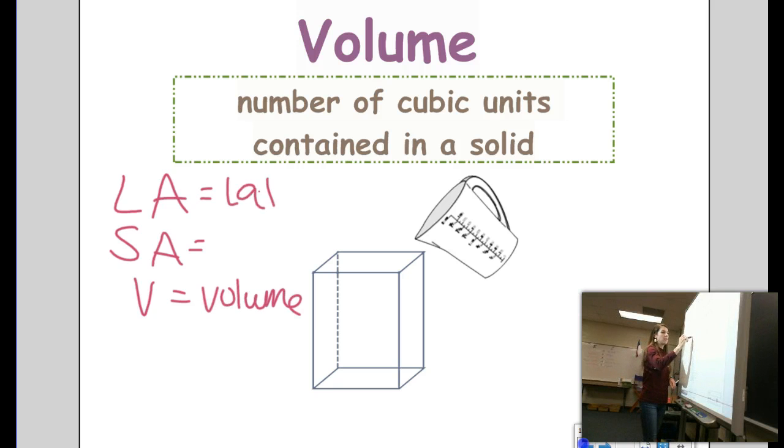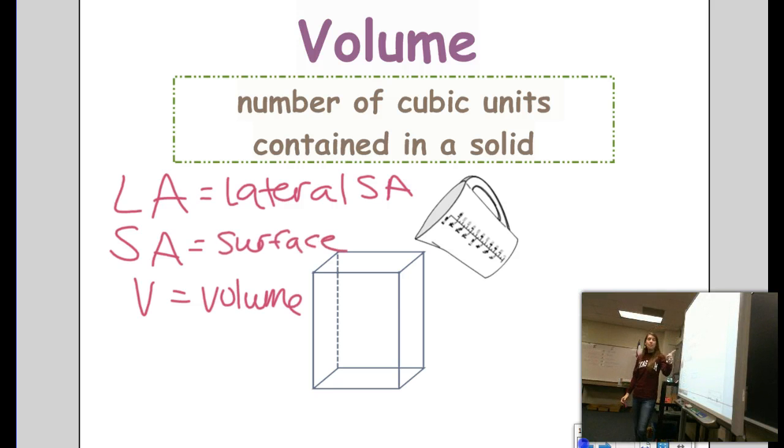Good. Lateral surface area. And this would be surface area. So if I say S-A, it means the total surface area. Give me an example of a time when you would only need to find the lateral surface area of something. What good is this? Why would we ever find this instead of the total?